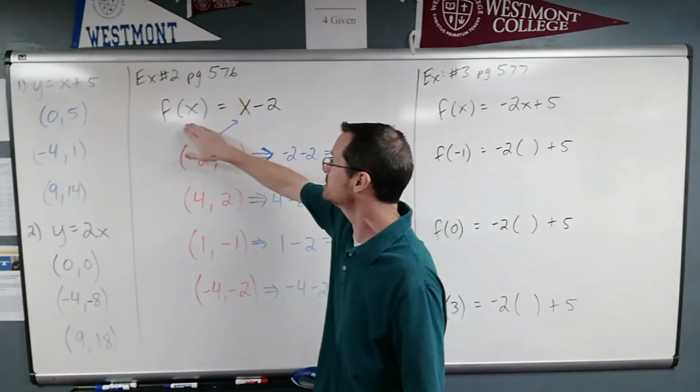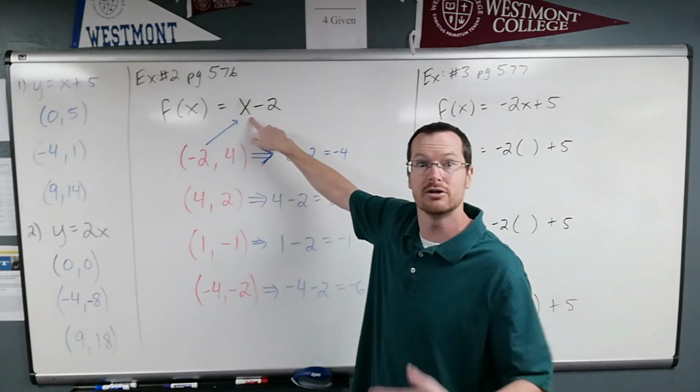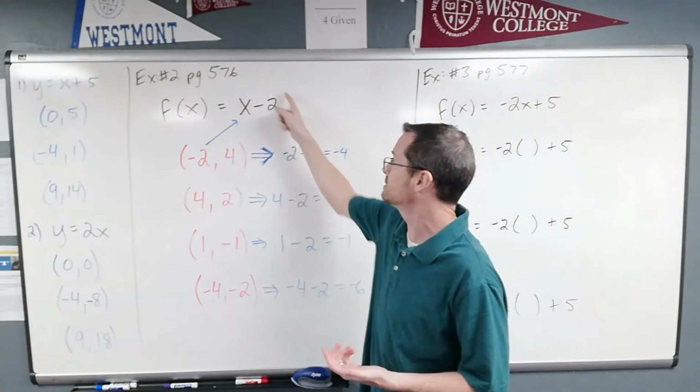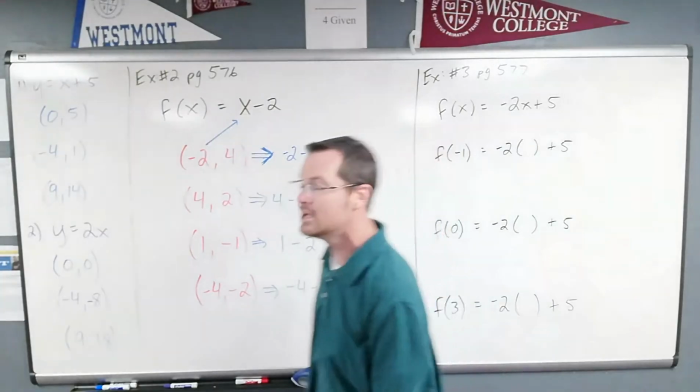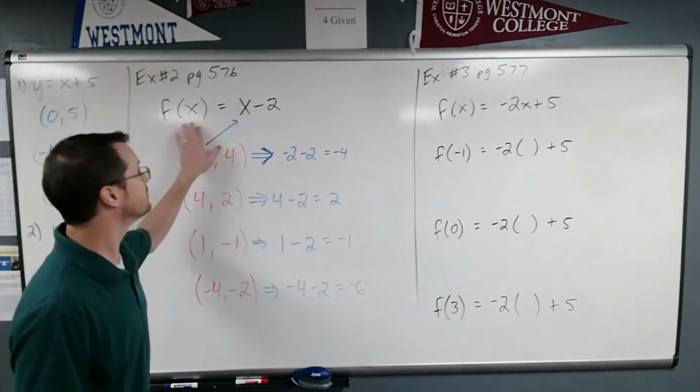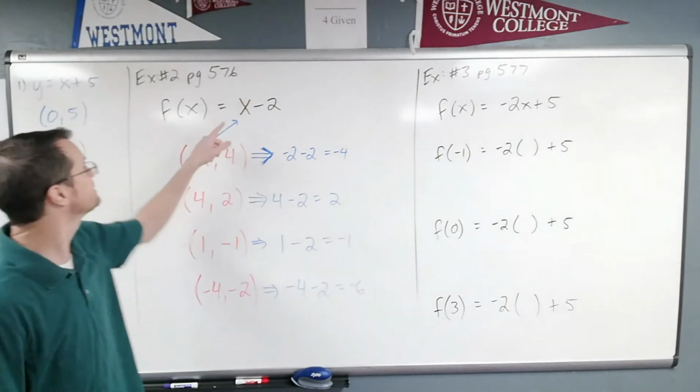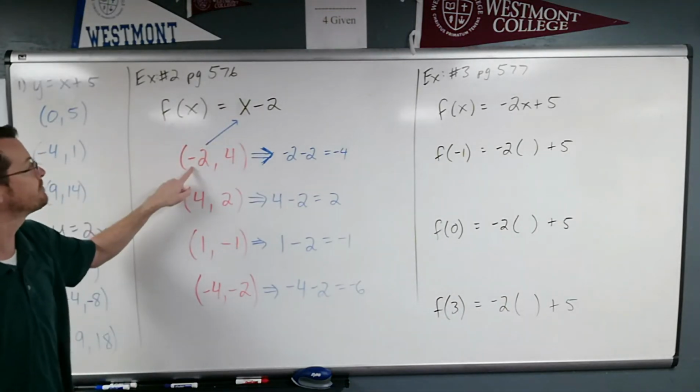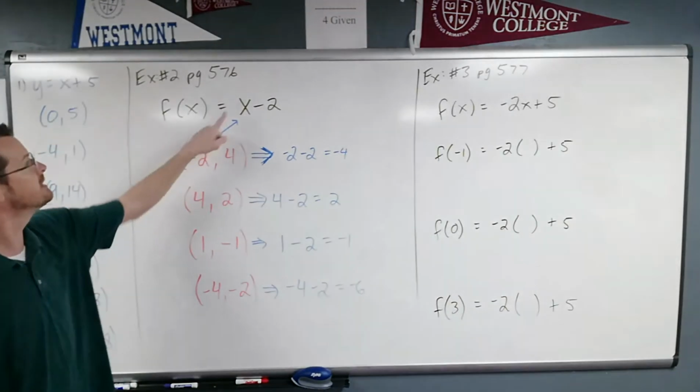Functions. And my function this time is that I'm going to take the x value, the input, and subtract 2 from it. X minus 2. The right-hand side, that's your function. So I'm going to take y equals x minus 2, or just f of x equals x minus 2, and I'm going to start plugging in some numbers. How about if I plug in a negative 2? What happens?